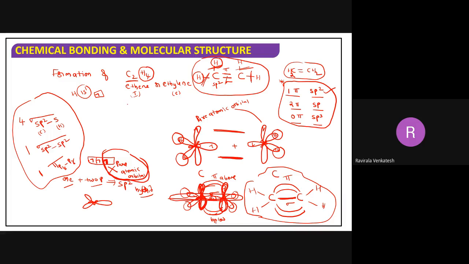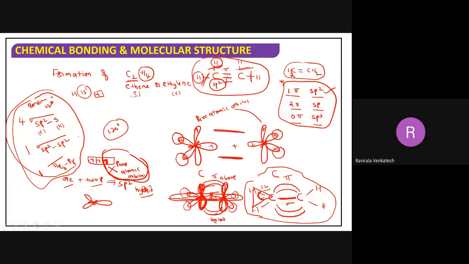Now what is the bond angle? Anybody? What will be the bond angle? Which hybridization is it? sp2. So definitely here you are going to get 120 degrees. The bond angle will be 120 degrees only. Bond angle also we have to remember. This is an important term you have to remember.